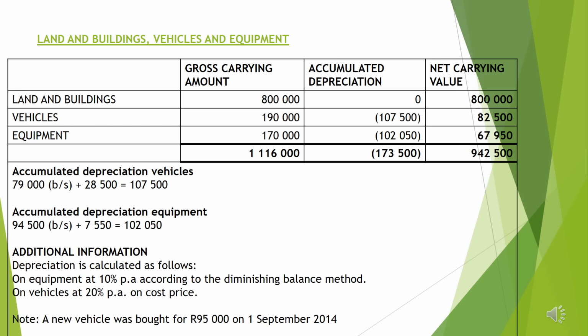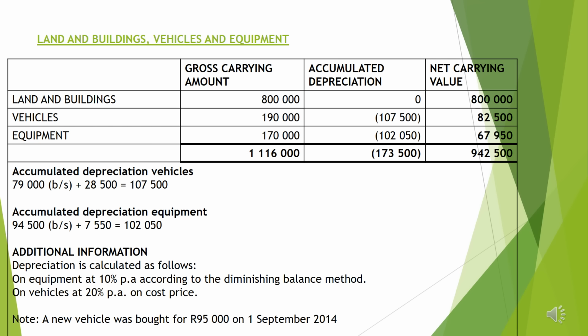Then the diminishing balance method is also known as the reducing balance method, meaning that you calculate depreciation on the reduced amount, where you say cost minus accumulated depreciation, then you apply the rate.